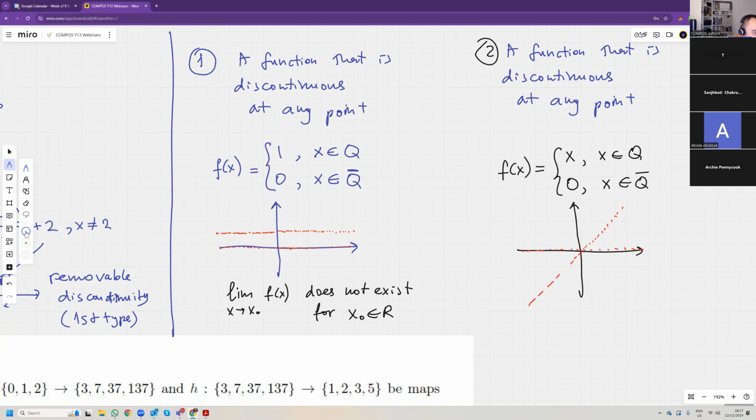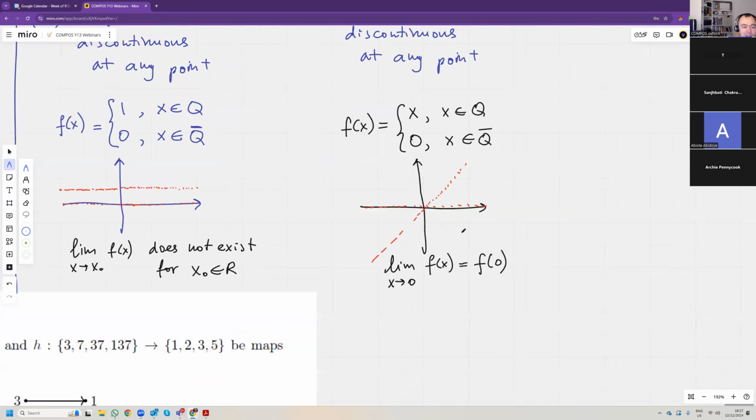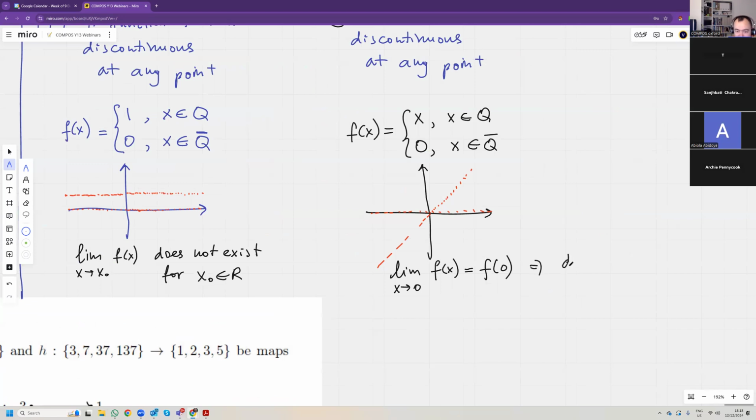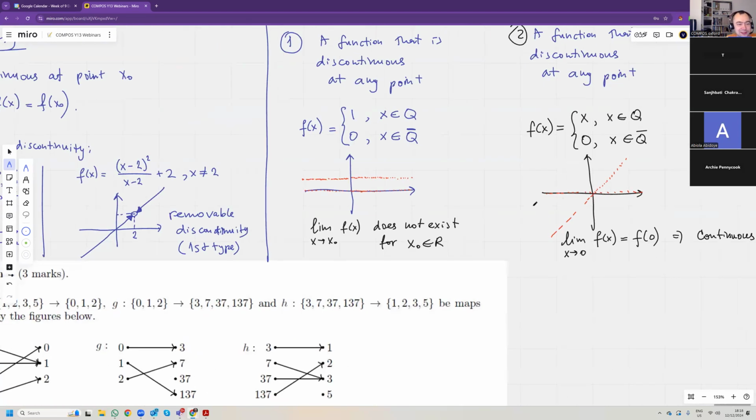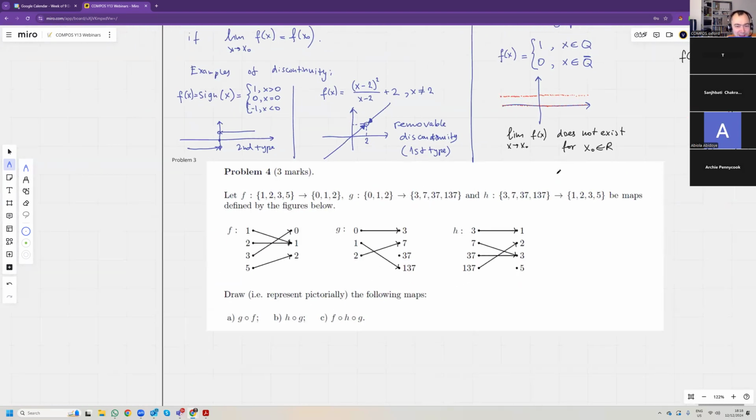And then you can show that the limit as x goes to 0 of f of x is the same as f of 0. Therefore, it's continuous at x equals 0, which is quite cool. Right, so, okay, sorry for the sidetrack.